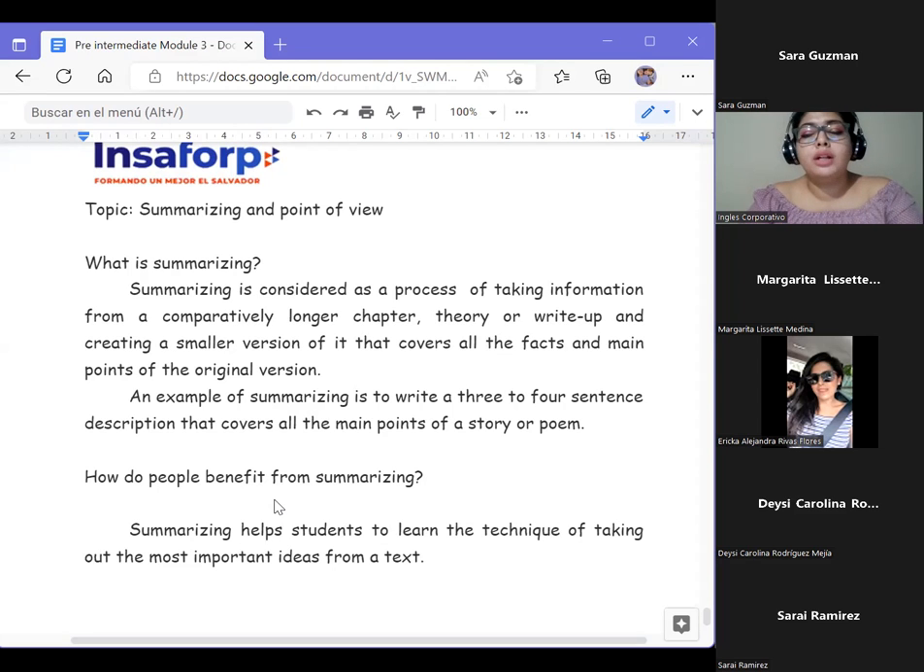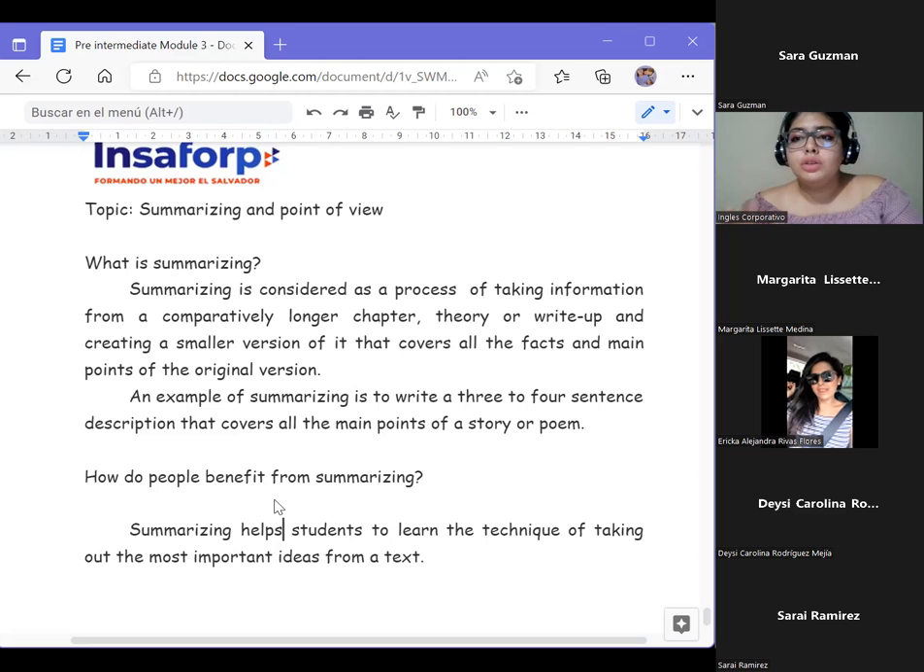Help students or help people to learn the technique of taking out the most important ideas from a text. Tomar las ideas más importantes de un texto. Aprendemos a tomar esas ideas importantes. For example, we are reading a document that is talking about coffee. And it talks about the history of the coffee, who were the people that had influence or power over the system in which we have this coffee and all of that.